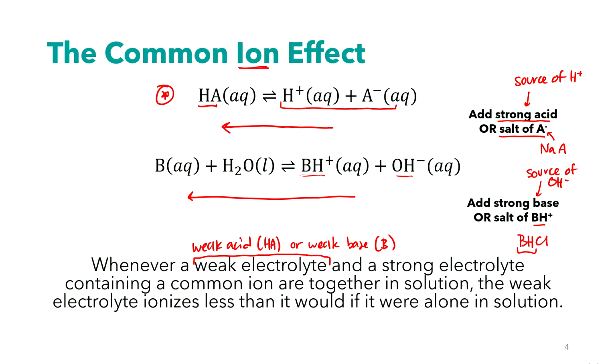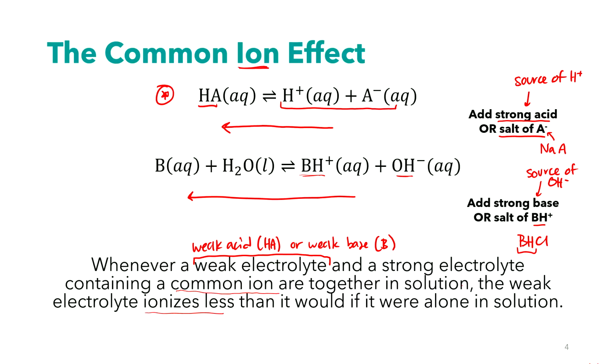So whenever a weak acid or weak base is mixed with a strong electrolyte, so a strong electrolyte would be a strong acid or a strong base or a salt that completely dissolves, all of those generate a bunch of ions. That's what a strong electrolyte is. And if they contain a common ion, then the weak electrolyte ionizes less. In other words, we generate more of it, okay?